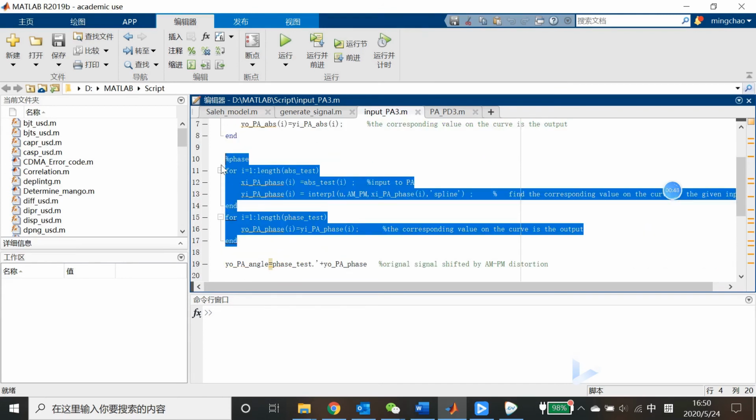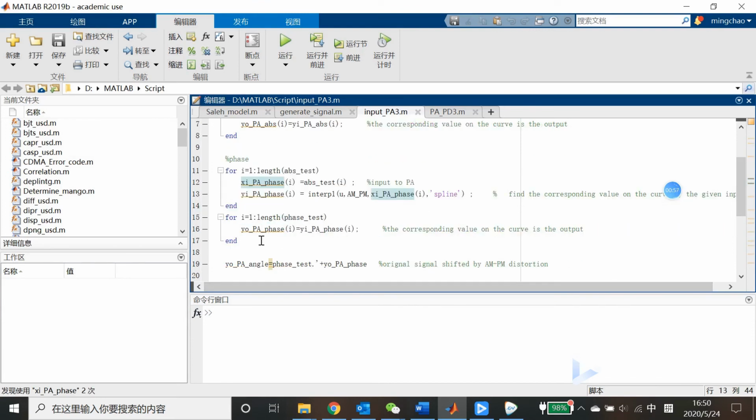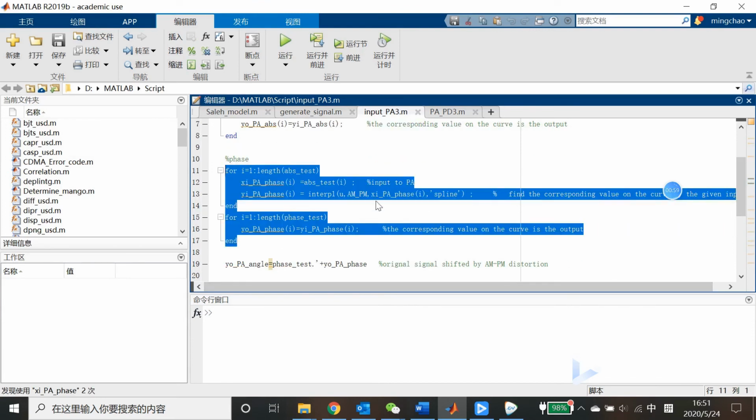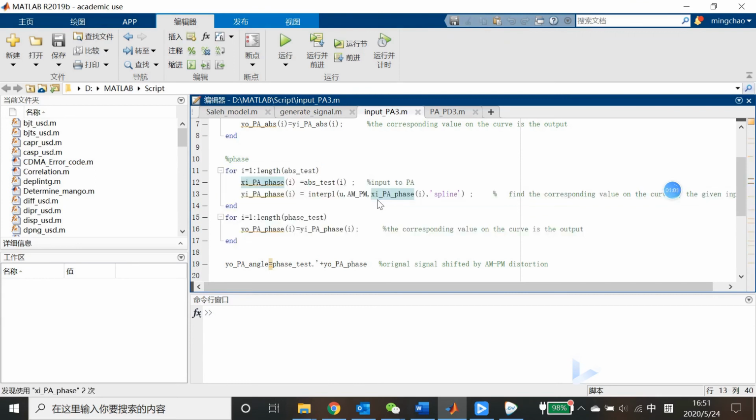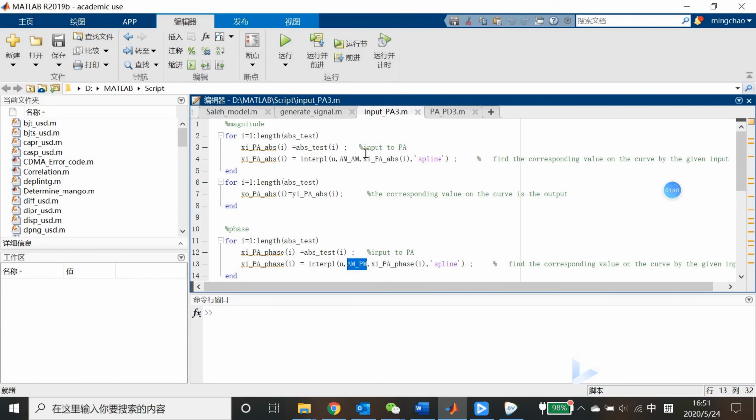In the second function block, we calculate the output phase shift value. The approach we used in these two blocks is the same. The only difference is the parameter we used. In the second block, we used the AM/PM parameter here. And in the first block, we used AM/AM.